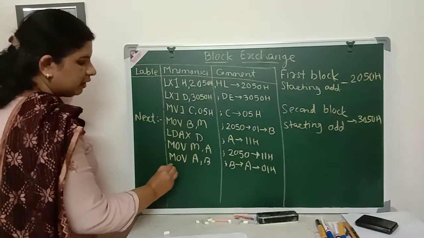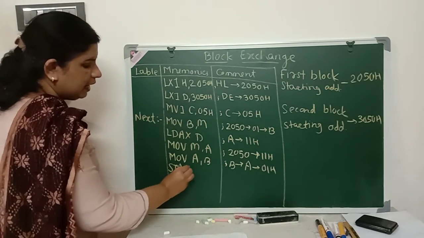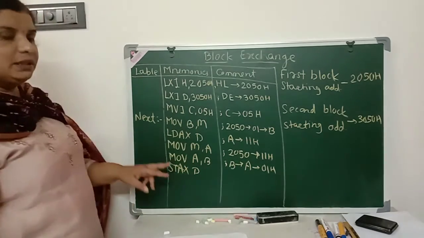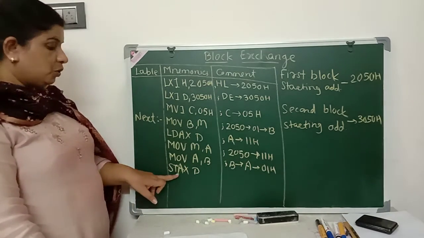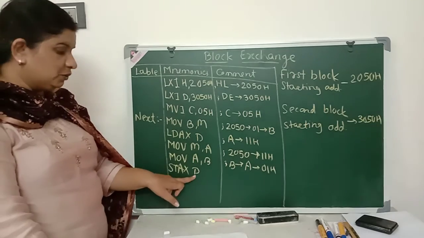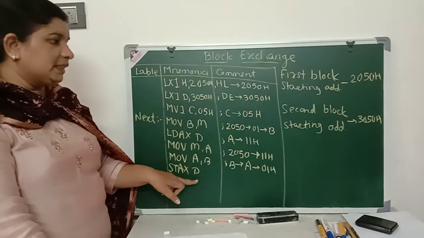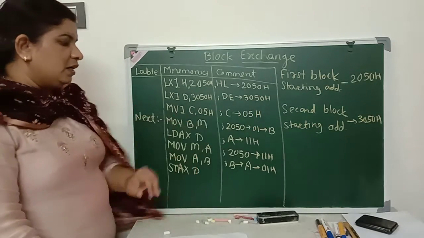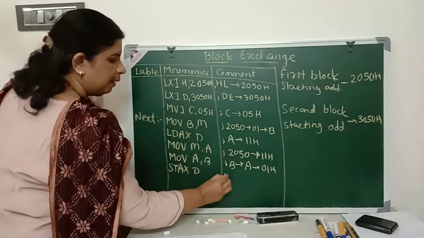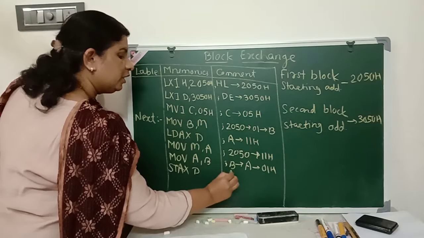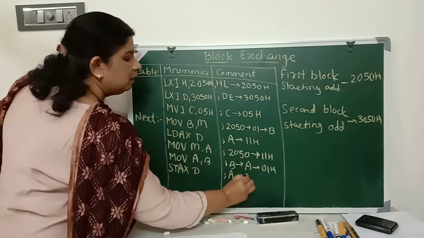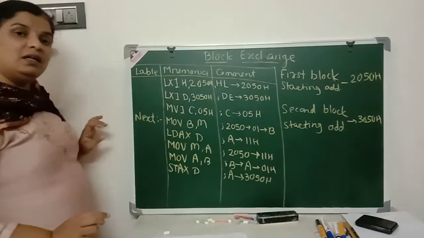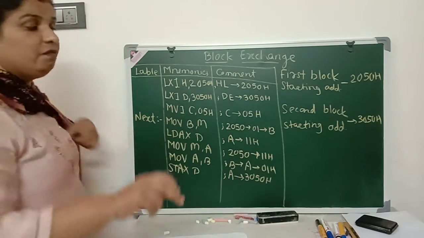Now simply I will write the instruction STAX D. So what is the meaning of this instruction? Store accumulator at the address which is present in DE pair. So what is there in DE pair? It is 3050. Okay. So after this instruction, what will happen? The data of accumulator will be stored at 3050H. Okay. So here we are completing the first action.